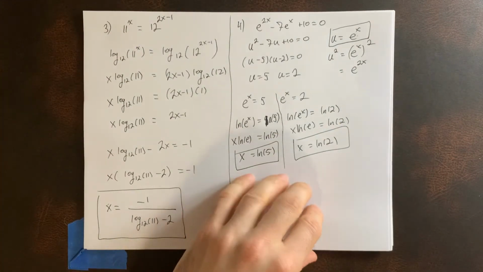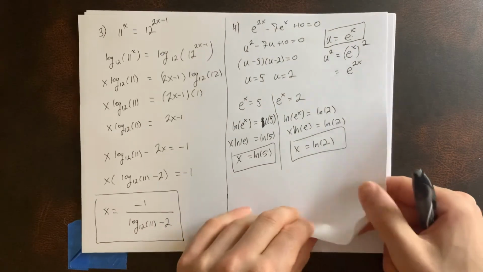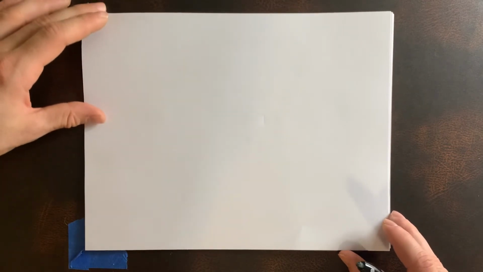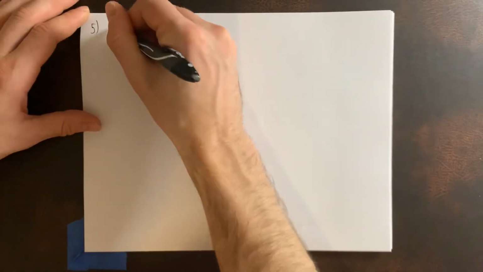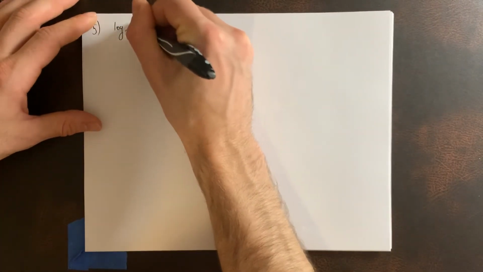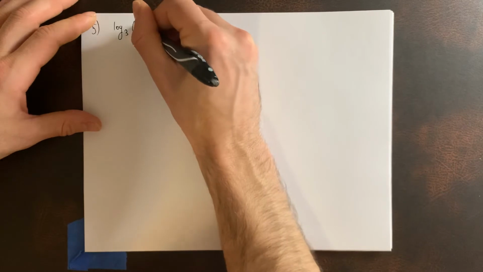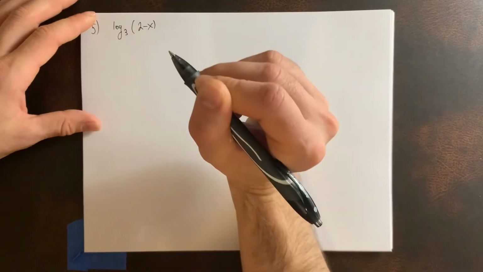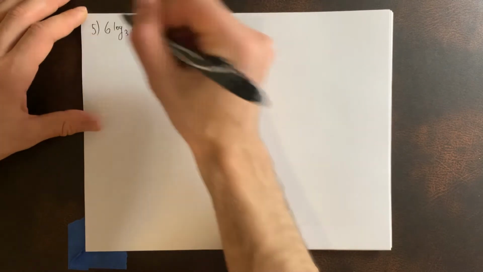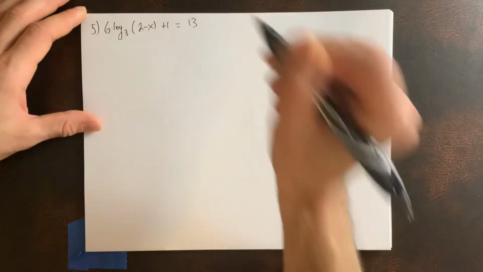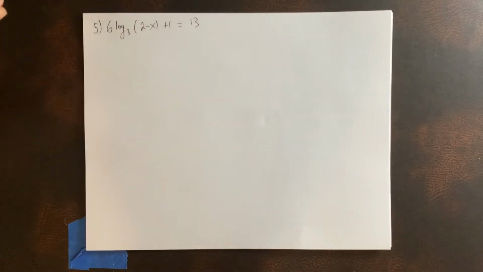Okay, so let's move on to something a little bit different now. So these were just exponential equations. Now we want to solve equations where the x is going to be on the inside of a log. So we'll do two different examples. The first one, say we have 6 log base 3 of 2 minus x, plus 1, is equal to 13.